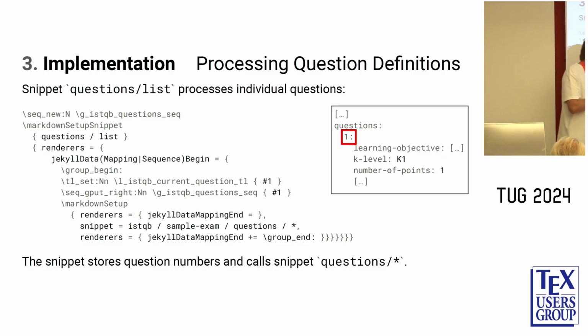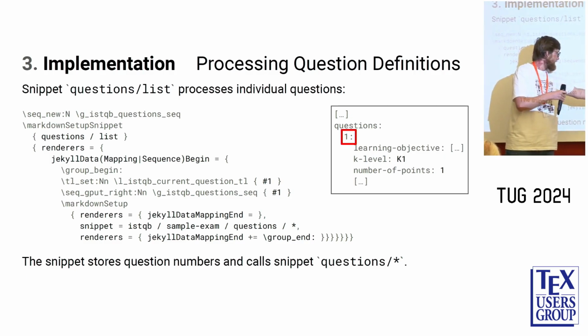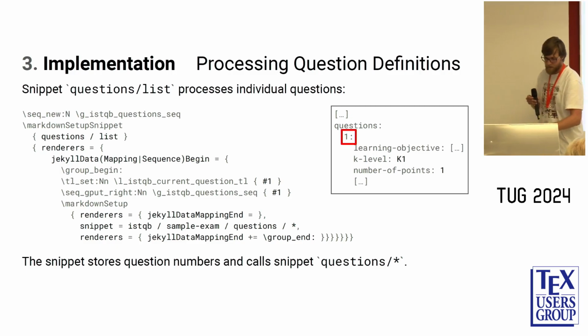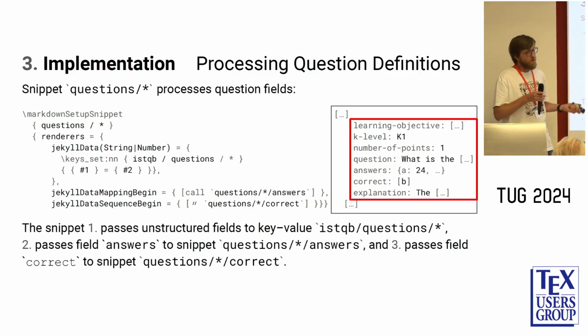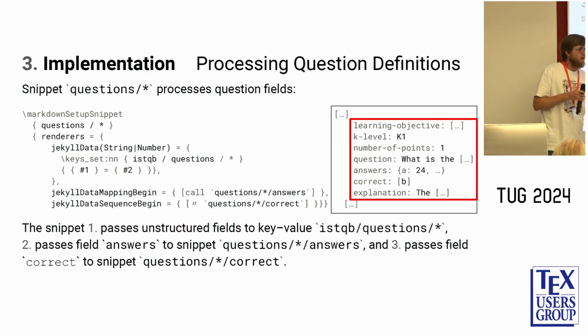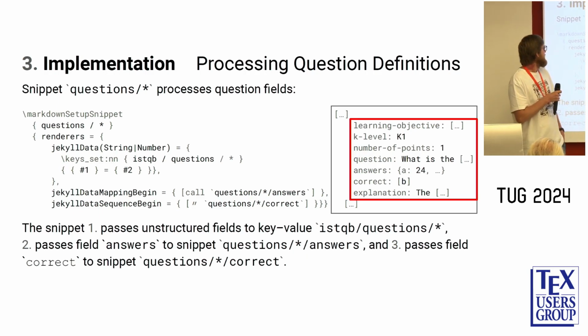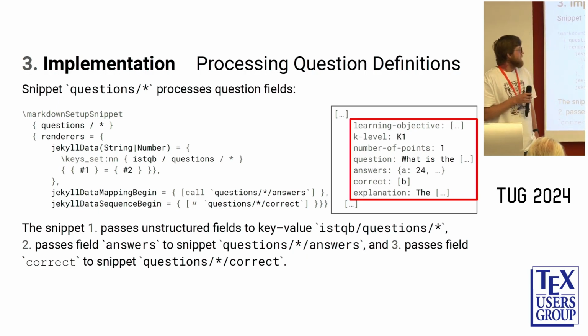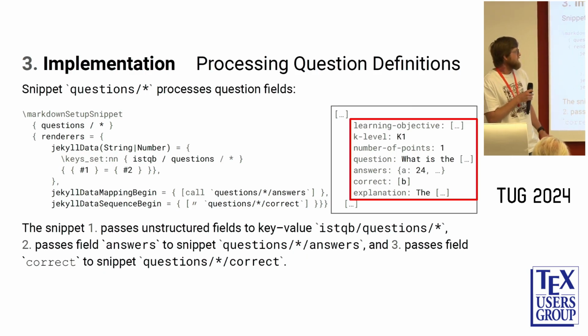And then it calls the snippet sample exam /questions/star. And here it becomes actually interesting. Here we are actually reading the actual fields of the question. So if it's just an unstructured field, such as the number of points or the question text, then we pass it to an expl3 key value so that it processes it as it sees fit. I will show that on the next slide.